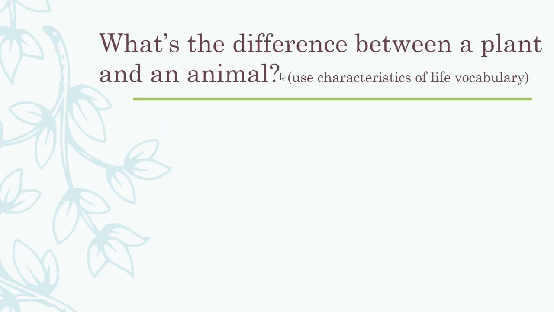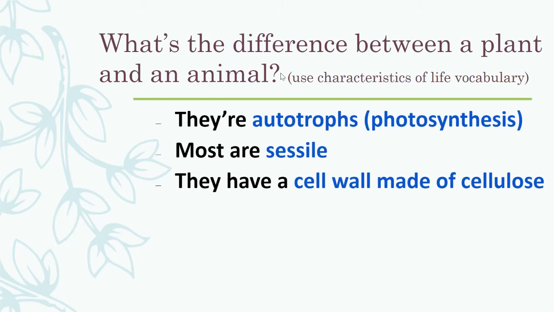All right, what's the difference between a plant and an animal? You might remember we've talked about characteristics of living things, and there's some vocabulary words we learned, but some differences between plants and animals are that plants are autotrophs. They do photosynthesis. They get their own energy from the sun. Most plants are sessile, meaning they cannot move, and they have cell walls that are made up of cellulose. We talked about that way back when we talked about macromolecules. Cellulose is a type of carbohydrate that makes cell walls in plants.